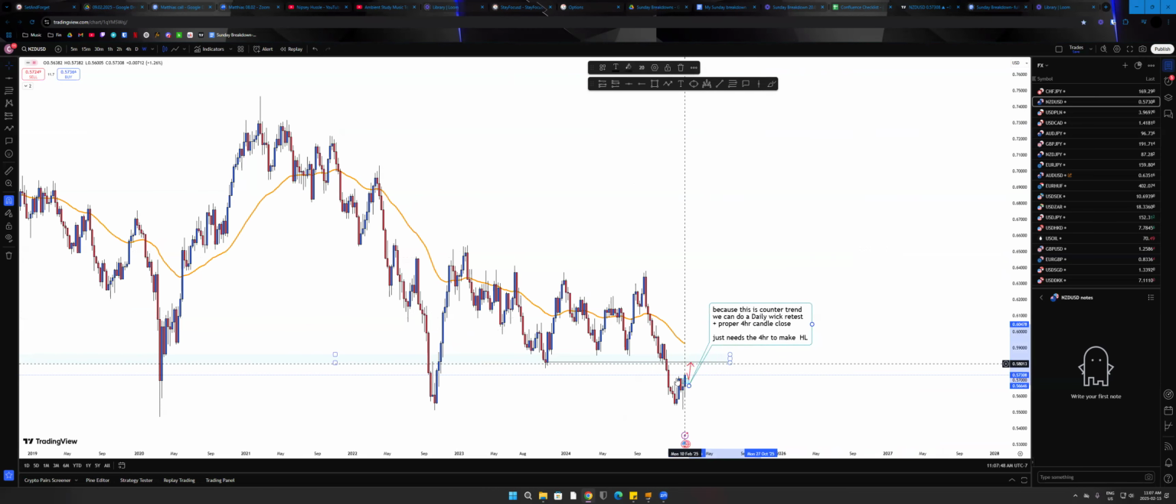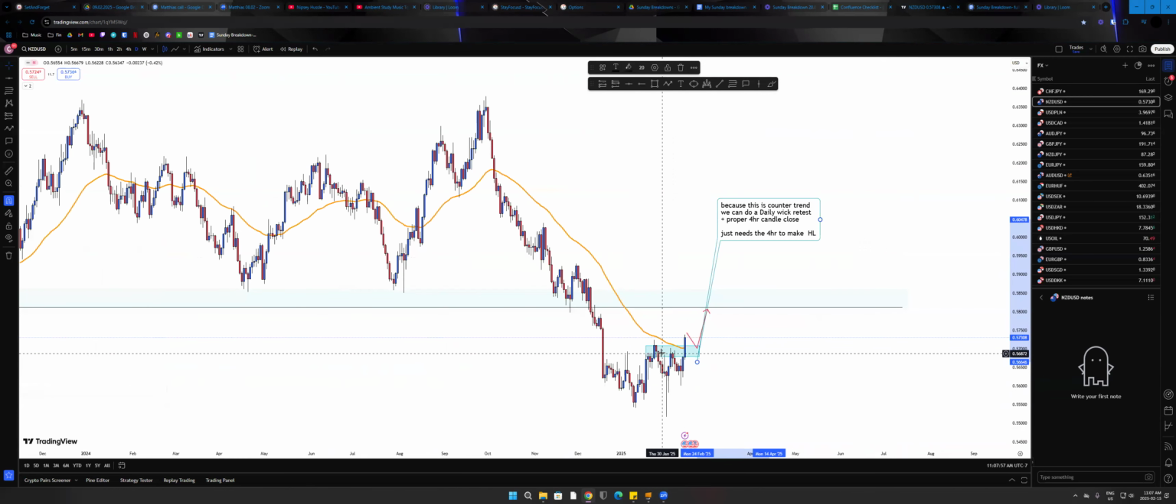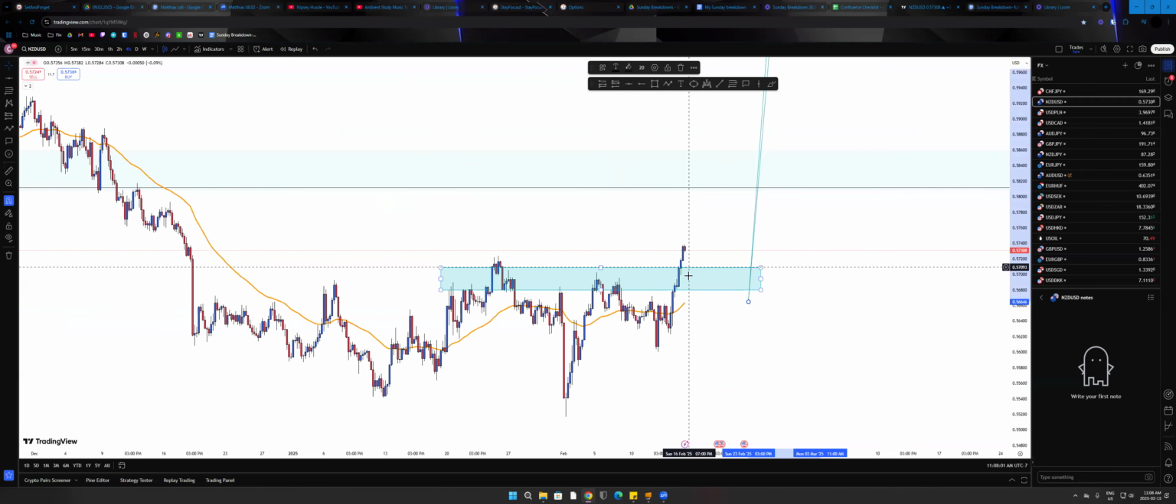NZDUSD. So basically, this is a counter trend trade. We have daily bullish and 4 hour bullish, and the 4 hour is just waiting for a pullback to create the higher low.